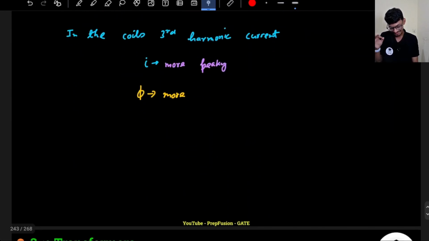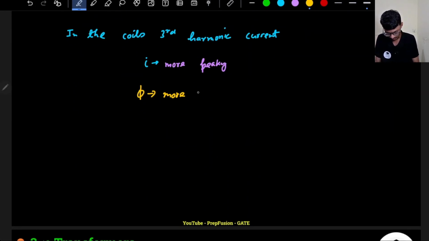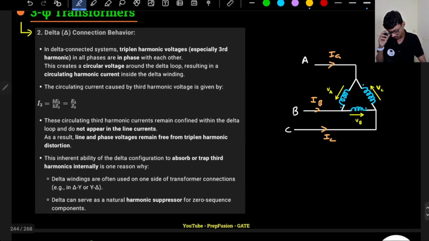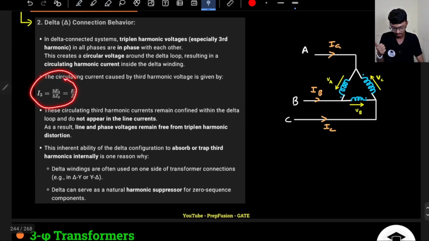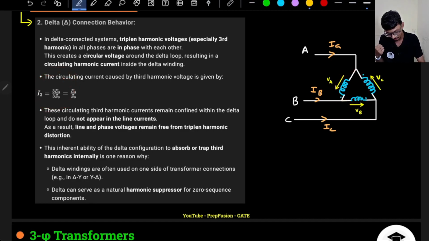Okay, got it. So my flux will be more sinusoidal. So that is the conclusion basically, whatever I discussed: a third harmonic current I3, a circulating current, will flow. The magnitude will be E3 by Z3. This circulating third harmonic current remains confined within the delta loop and does not appear in the line currents.